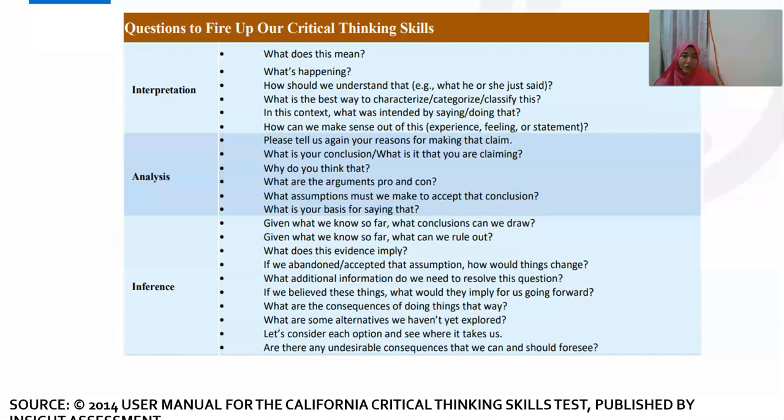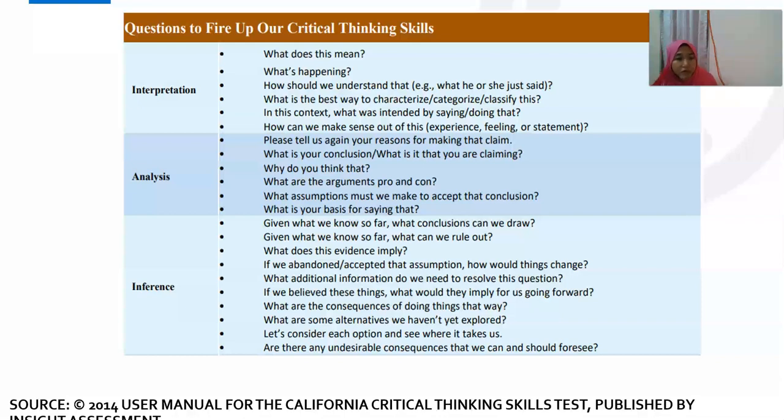So actually, class, you can polish these skills. Sometimes you have the skills, but if you are not using them, they will not be useful to you. So how do you use those skills? These are some of the questions that you can ask yourself if you have something that you want to solve, a problem that you want to solve.